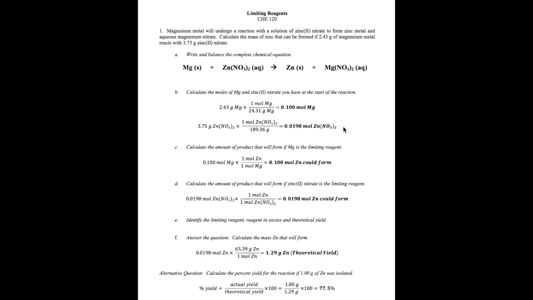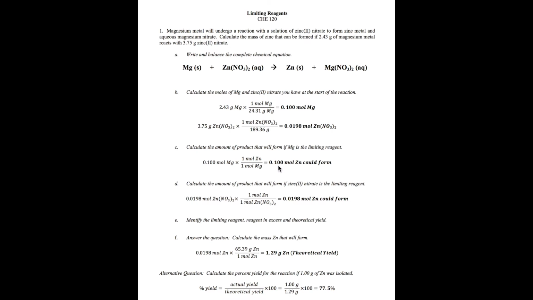Now, just like we did in the cookie exercise, we need to relate each of these amounts of starting material to that amount of product. How much zinc can this amount of magnesium make? And how much zinc can this amount of zinc nitrate make? So the next thing we're going to do are both of those stoichiometric calculations. I'm going to take my 0.100 moles of magnesium times my conversion factor, which needs to allow me to cancel my units of moles of magnesium, and I need to end up with moles of zinc, which is my product of interest. When I do that calculation, I get 0.100 moles of zinc, and that's the maximum amount of zinc that can form based on the amount of magnesium that I'm starting with.